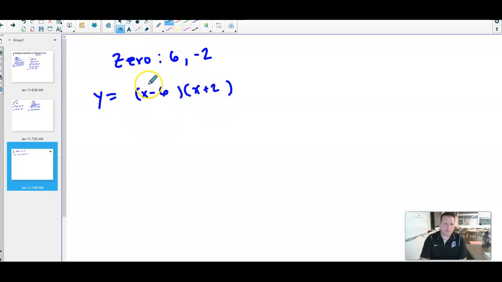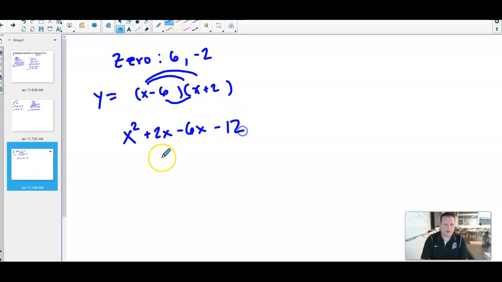And then from there, I'm just going to distribute. I'm going to go x times x, x times 2, negative 6 times x, negative 6 times 2. So I'd get x squared plus 2x minus 6x and then minus 12, which would give me x squared minus 4x and then minus 12. And that is what y would be. Okay, so if they give you the zeros, that's how we go in that direction. Maybe we do one more like that.